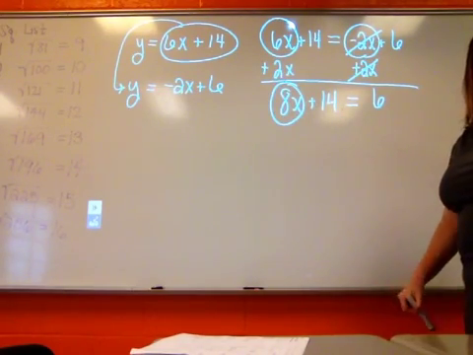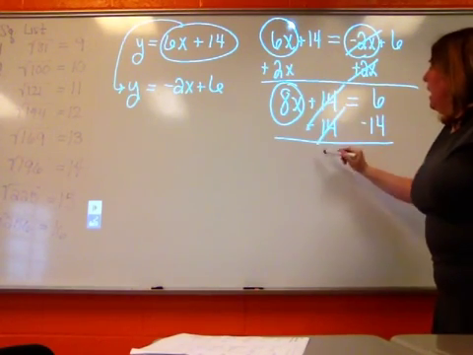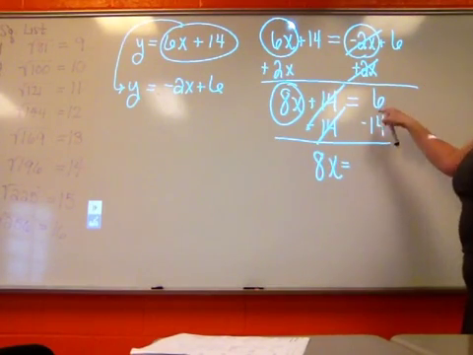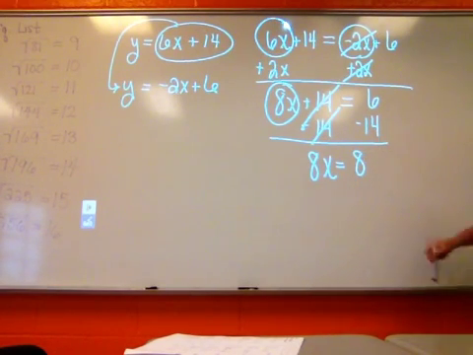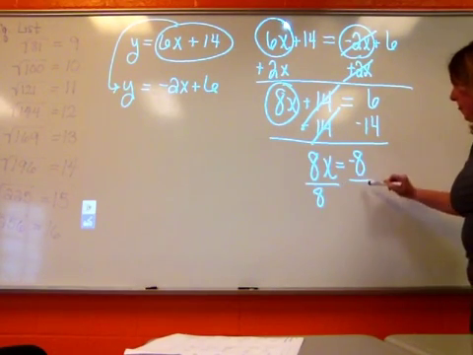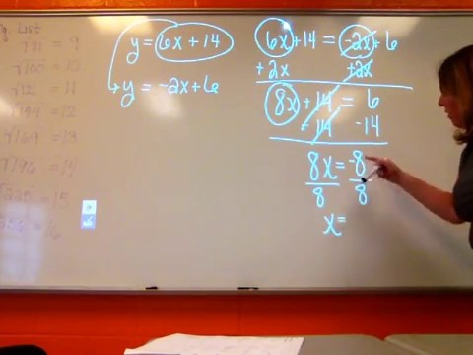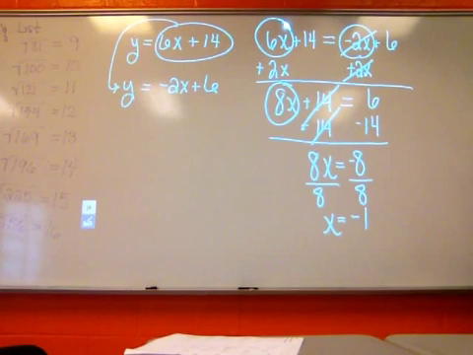I've got to get rid of my plus 14, so I'm going to use the inverse operation of minus 14. And I'm going to get 8x is equal to 6 minus 14, and 6 minus 14 is negative 8. Almost forgot my negative, and if you forget your negative, that changes your entire problem, so be careful. So now I have to divide by 8, and x equals a negative divided by a positive, and negative 8 divided by 8 is going to get me negative 1. So x is equal to negative 1.